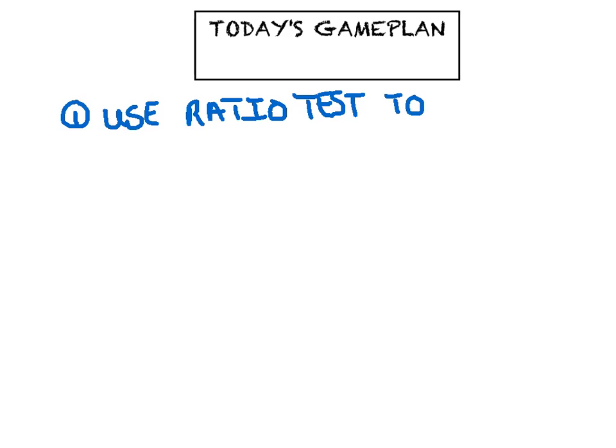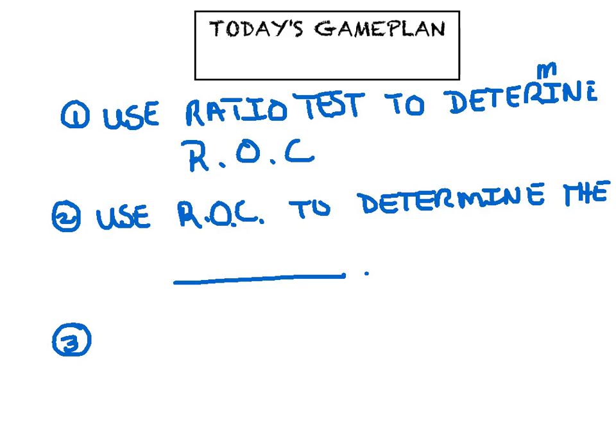It's kind of like riding a bike. But we're going to use that ratio test to determine what the radius of convergence is. Then once we find the radius of convergence, step number 2, we're going to use that radius of convergence to then determine the interval of convergence.